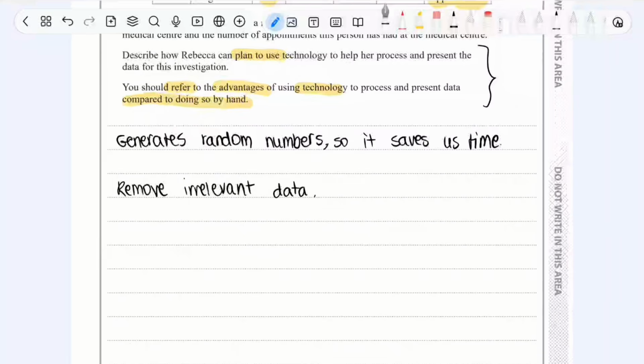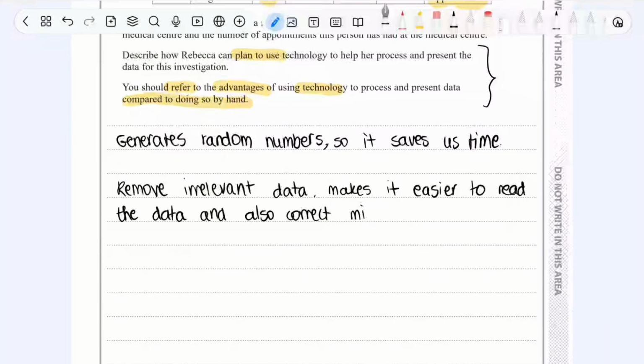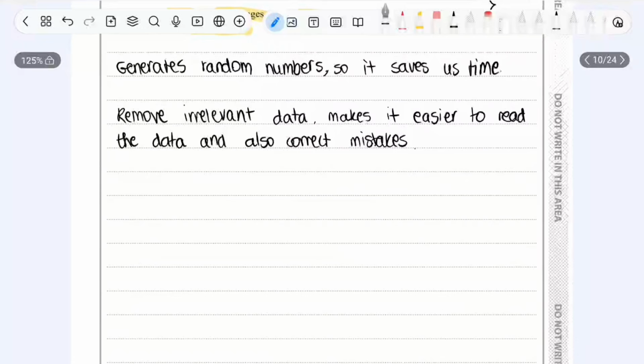and what does this make? What's the advantage here? Well, it makes it easier to read the data, and as a result of being able to read the data and therefore correct mistakes. So that's another plan of using technology, removing irrelevant data, and an advantage to go with it. So that's kind of 4 points there, which is 4 marks.